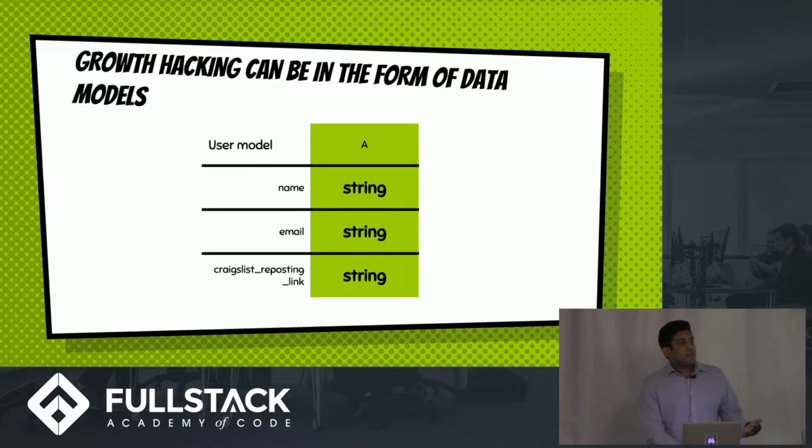So if you're wondering, growth hacking can be in the form of data modeling, as we've just seen. I mean, take a simple user model. It's not just a name, an email, a postcode, an address, for example. You can also start incorporating things like a Craigslist reporting link, or, if we're using Dropbox, as we saw before, the idea that you get bonus data if you refer a friend. These are the kind of things that we can start thinking about when we do modeling that influences the notion of growth.